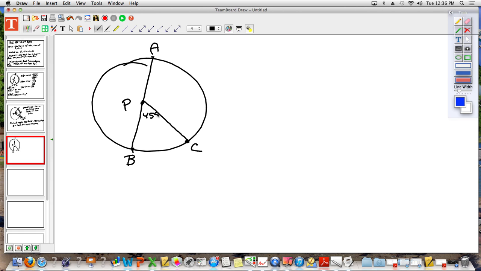So the first thing I'm going to ask you is this. What is the measure, M means measure, of arc BC? Minor arc BC, 2 letters. So we're talking the short distance from B to C, not the long distance from B to C. It's 45 degrees because this central angle and its intercepted arc have exactly the same measure. So the measure of arc BC is 45 degrees.